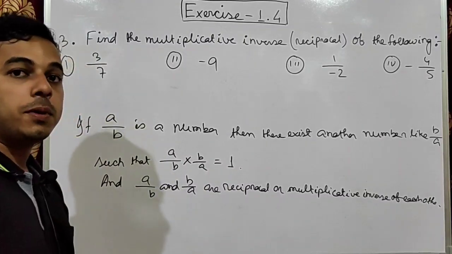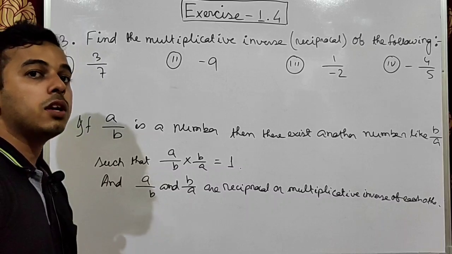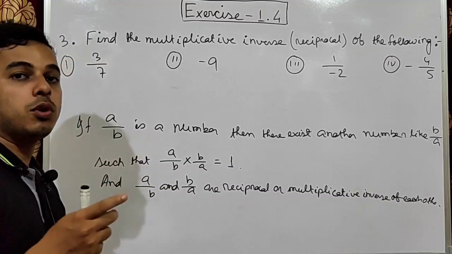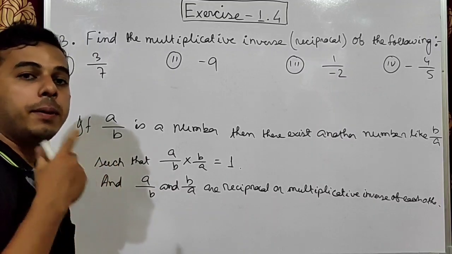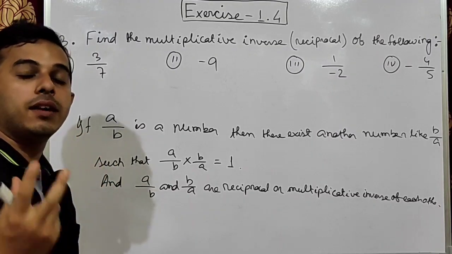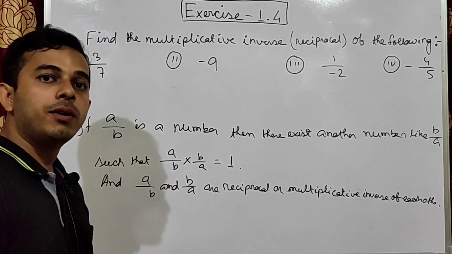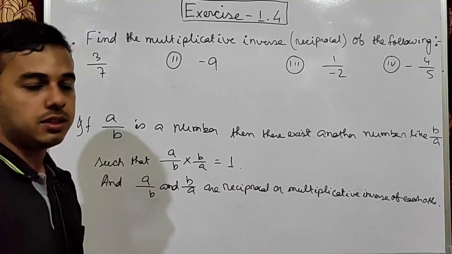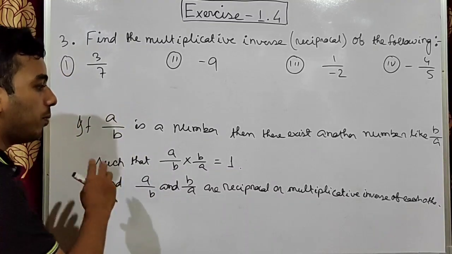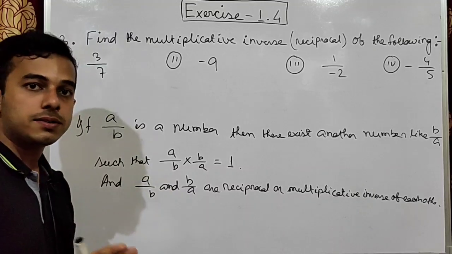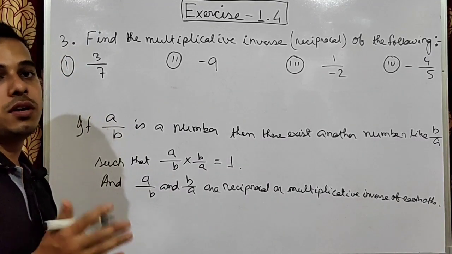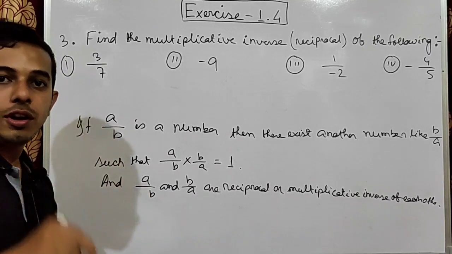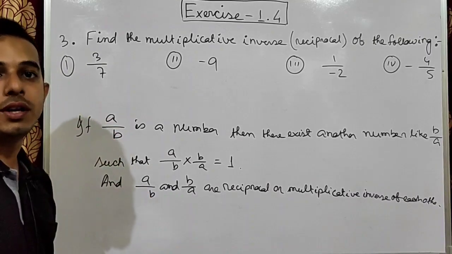Multiplicative inverse, additive inverse, what is the difference? In multiplicative inverse, when we multiply, that is when we find the product of both the numbers, the result must be 1. In additive inverse, what was that? When we find the sum of both the numbers, the result is 0, isn't it? Very good. So I hope you have understood what is multiplicative inverse. The main thing is what? It's reciprocal. Reciprocal means what? The numerator will go to the denominator and the denominator will go to the numerator.